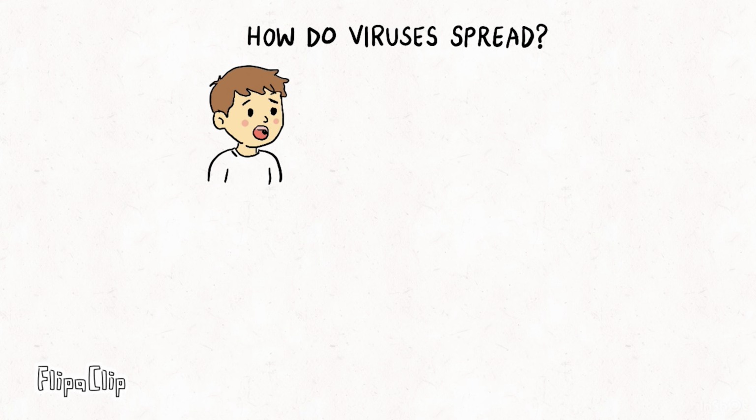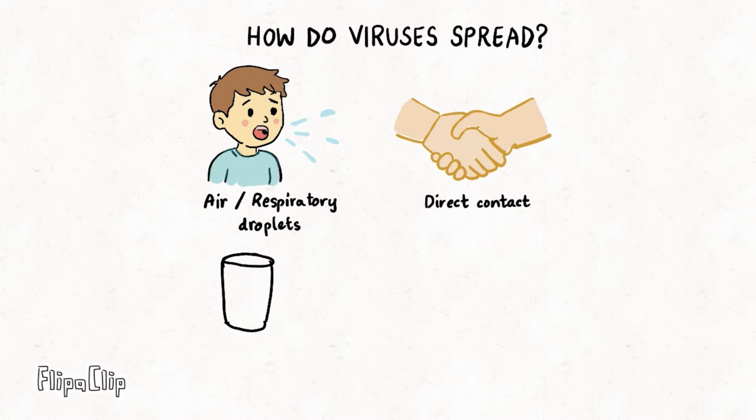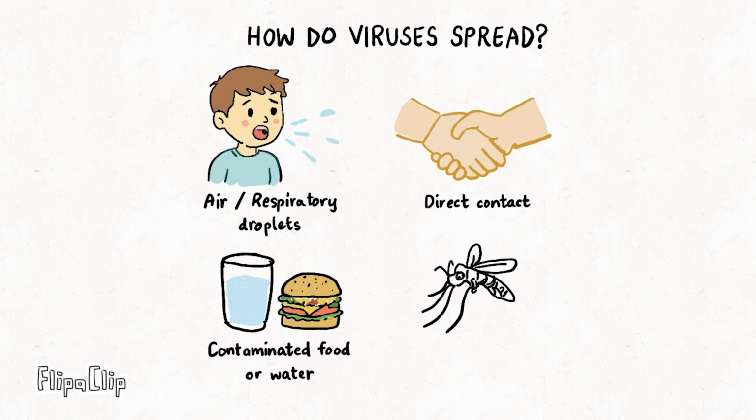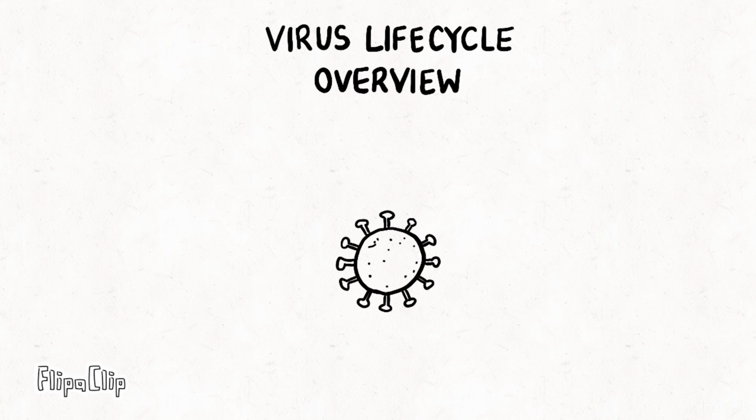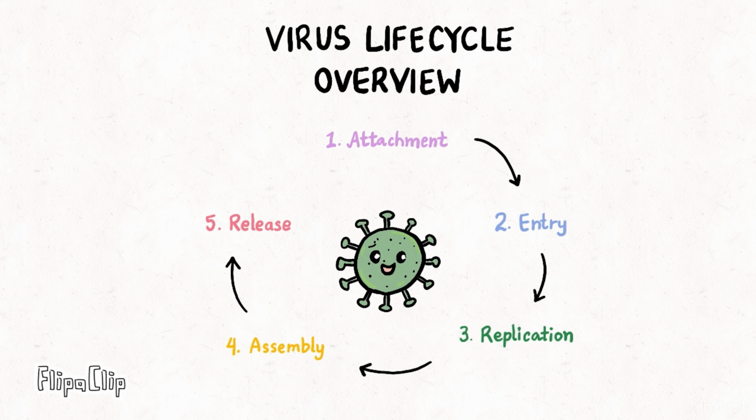And they spread very easily through air when we cough or sneeze, through touch, through contaminated food or water, or even by mosquito bites. Once they find a way in, they don't waste time. Now comes the most important part, the viral life cycle. This is how a virus actually takes over a cell.